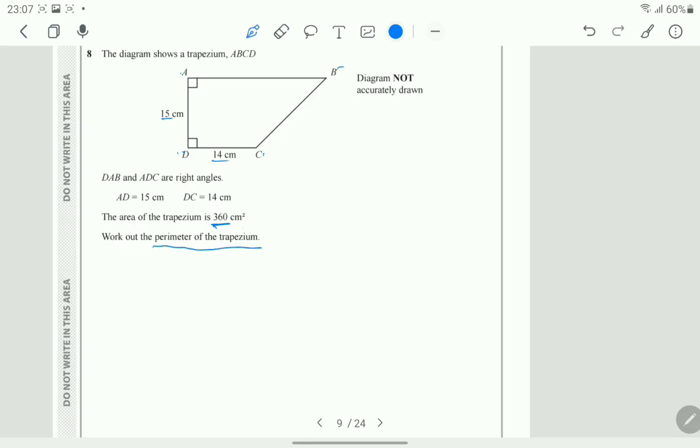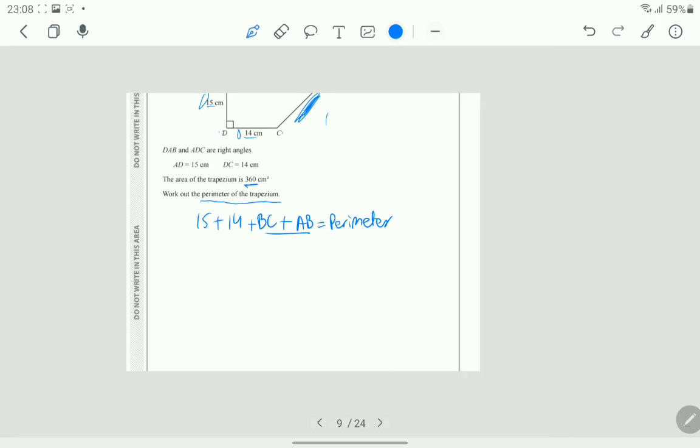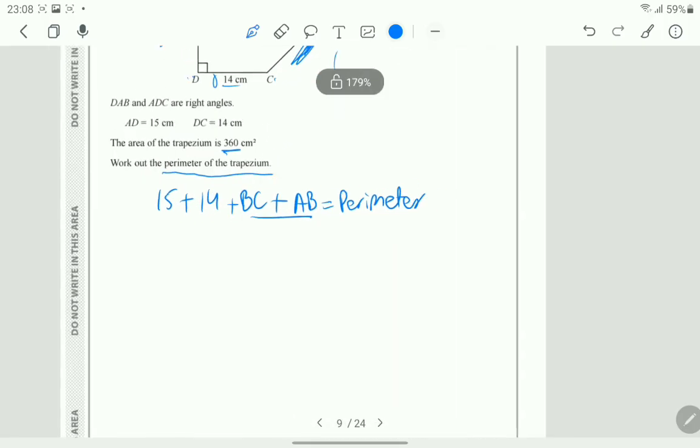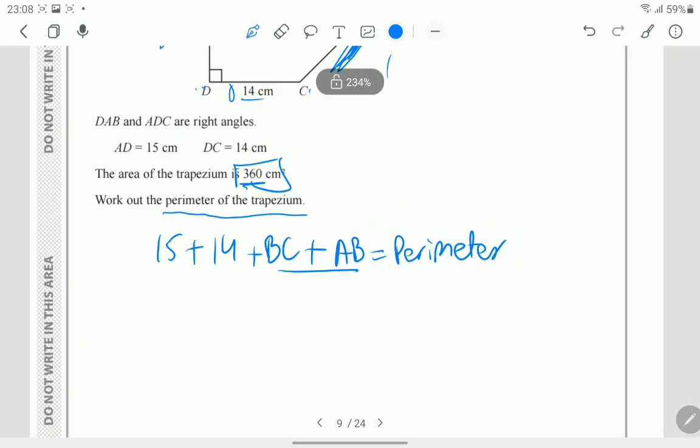If you don't know what a perimeter is, it is the sum of all the outer boundary lengths of a shape. So this 15 plus 14 plus this and plus this would give you the perimeter. So 15 plus 14 plus BC plus AB would be the perimeter. But we obviously don't know what these sides are, but we do have a clue in the question. The question is meant to be solved, so you always need to look for clues in the question and not get confused by what's not given.